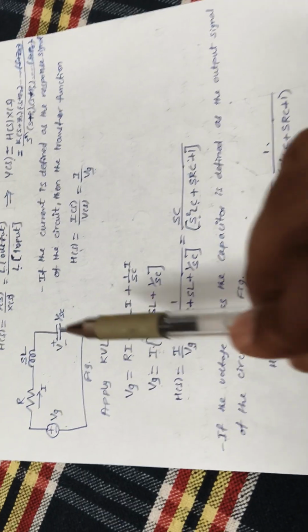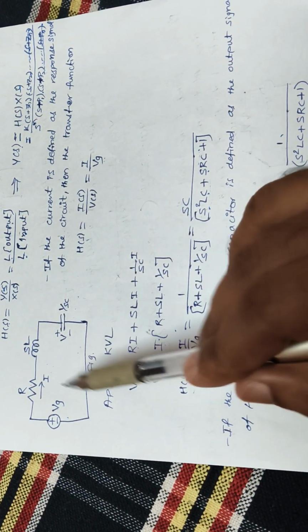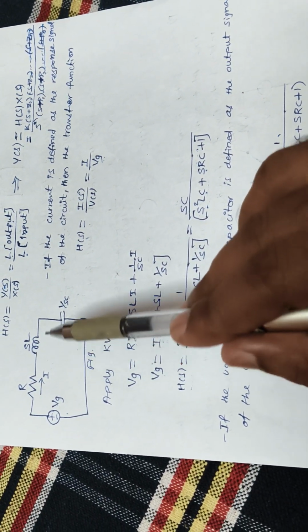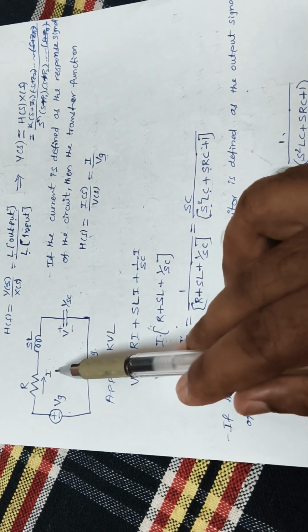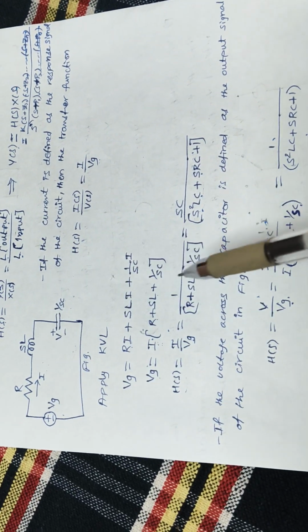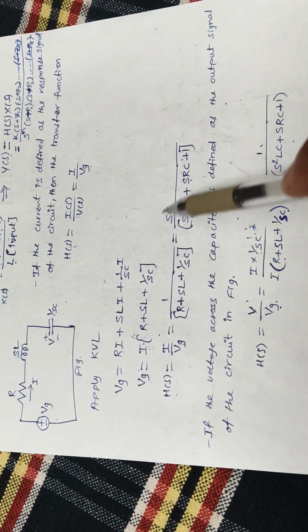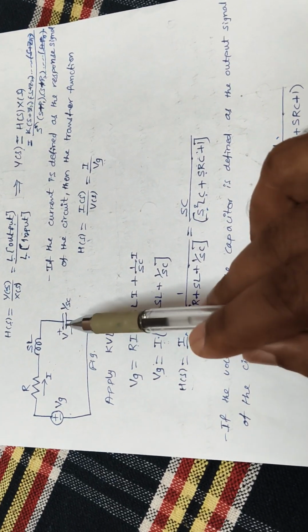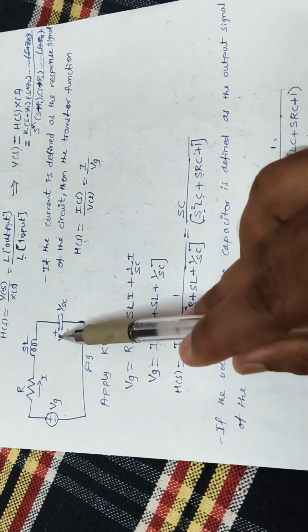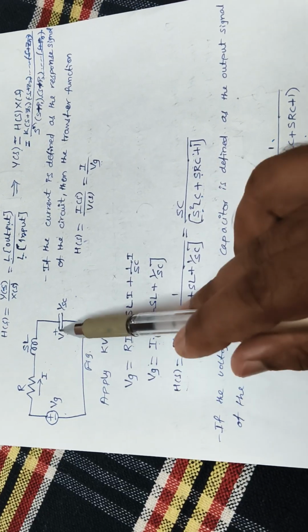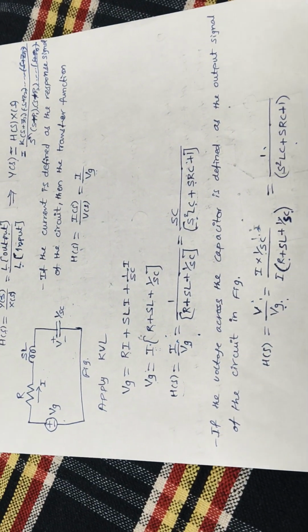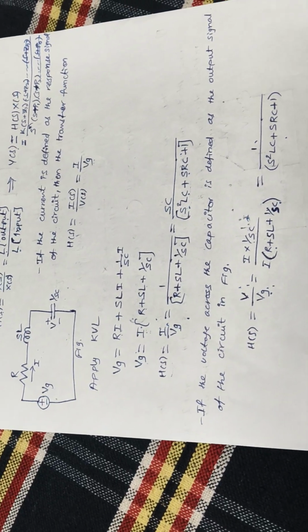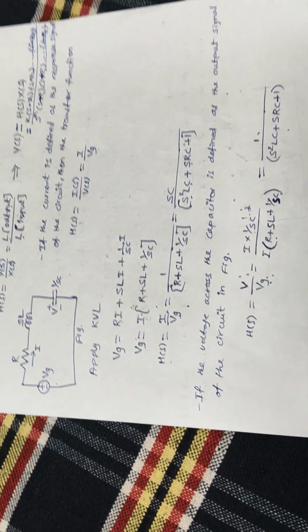That means each circuit will have different transfer functions depending on the response you have assumed. Initially, if I assume the current as the response, I got one type of transfer function, I by Vg. If I assume the capacitor voltage as my response for the same Vg voltage, V by Vg is my transfer function. Likewise, we can have multiple transfer functions for the same circuit diagram.